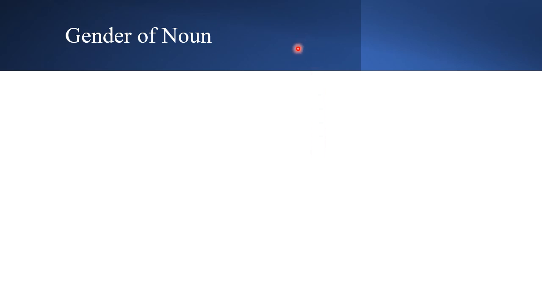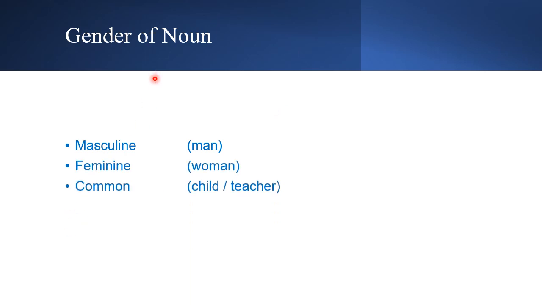Now, there's another thing which is applied to a noun, and that is the gender of the noun. The gender means its sex, whether it's masculine or feminine. So we have a masculine noun, we have a feminine noun, and we have a common noun and a neuter noun. Now try to understand this. The category gender applies to a noun as well. So man is masculine, woman is feminine.